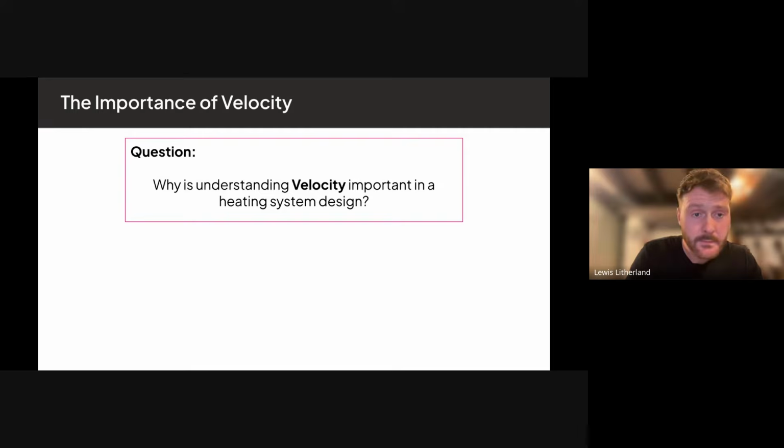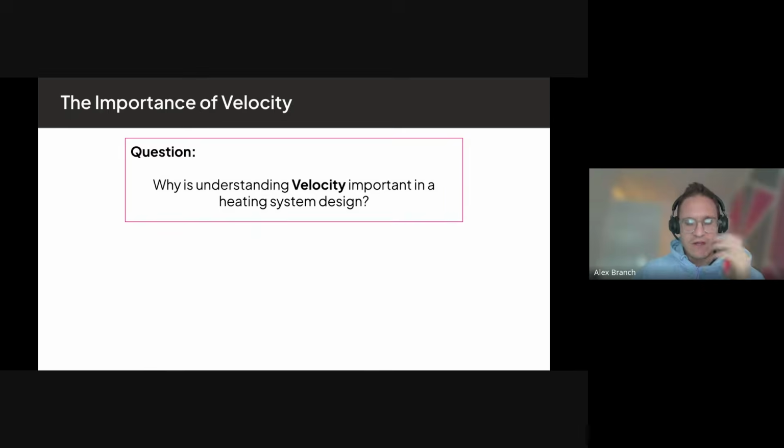Alex, I think you use the first one. So we got obviously velocity. If it's too fast, and you create noise and turbulence in the pipes. Brilliant.